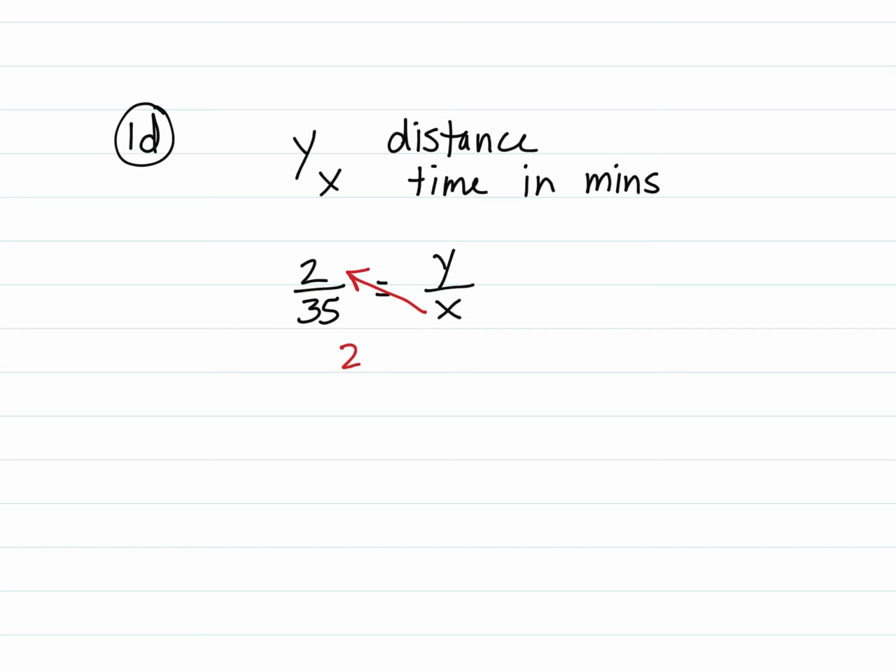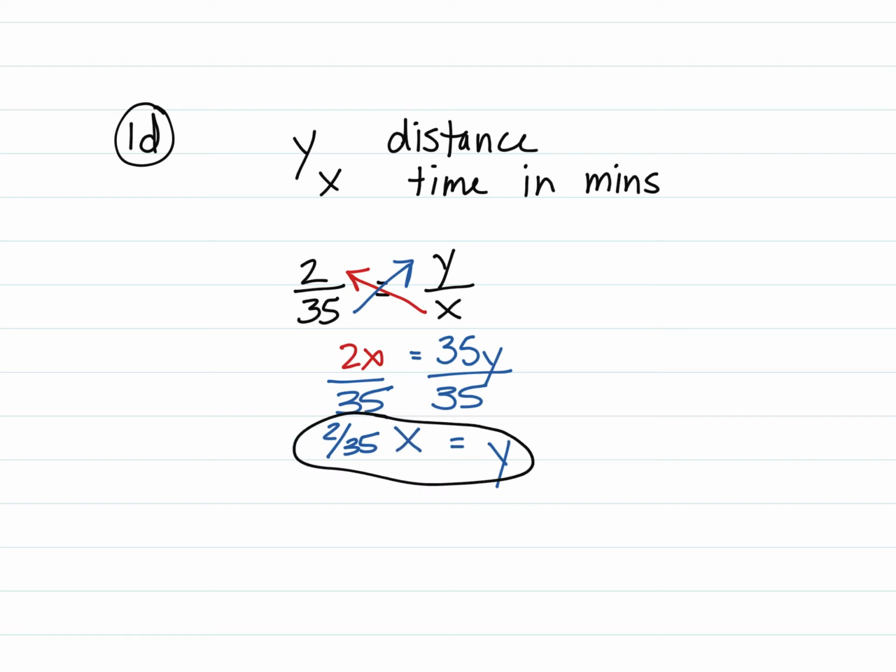Cross multiply. And usually when we're solving for an equation, we want to leave it in terms of x. So we divide both sides by 35, and we get y is equal to 2/35 x. This is the equation for part D.